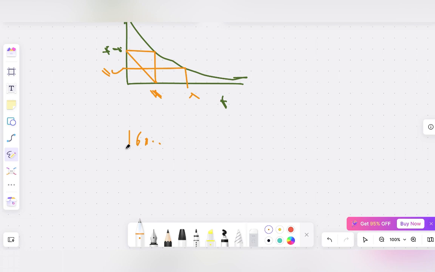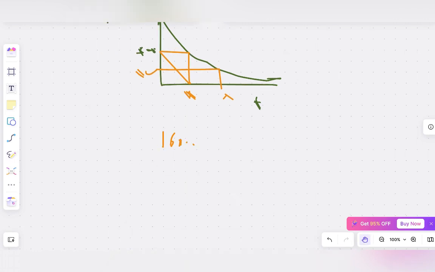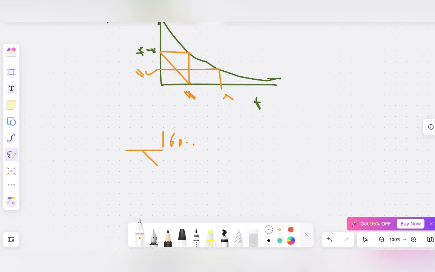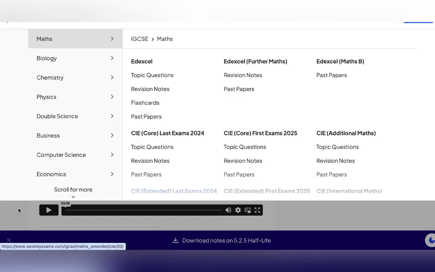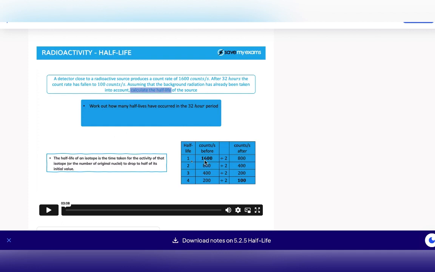If you want the first half-life, you divide this number by 2. In the first half-life, you divide this number 1,600 by 2. What remains and what decays? 800 will decay, 800 will remain. That's in the first half-life, so you have 800. Second half-life, you divide this again by 2, you get 400. In the third half-life, you divide this again by 2.